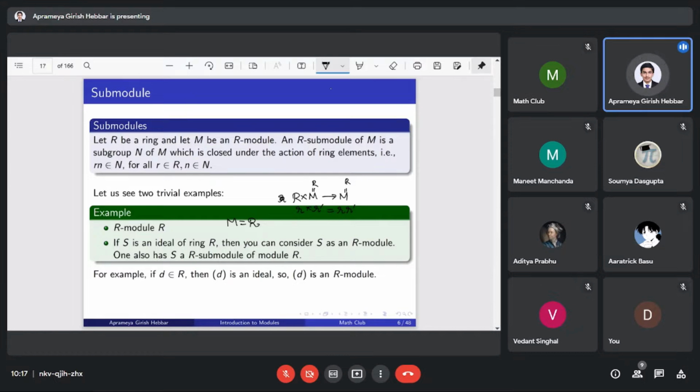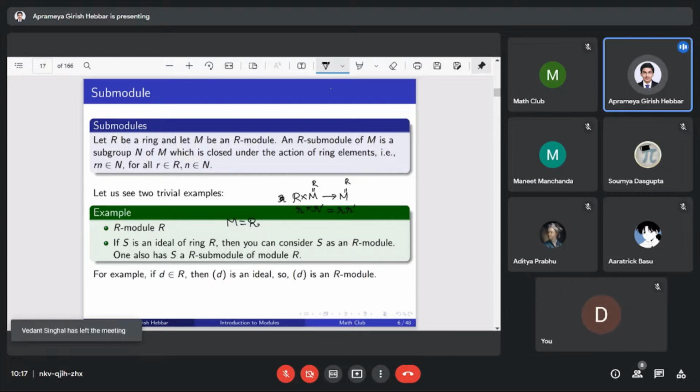If S is an ideal of the ring, then you can consider S as an R module. So one also has S an R submodule of the module R. So if your module is R, then S, an ideal, can be taken as an R submodule. Here M would be equal to S. For example, if d is an element of R, then this is nothing but dR, the ideal generated by a single element d, the principal ideal. Since this is an ideal, you can consider dR as an R module.